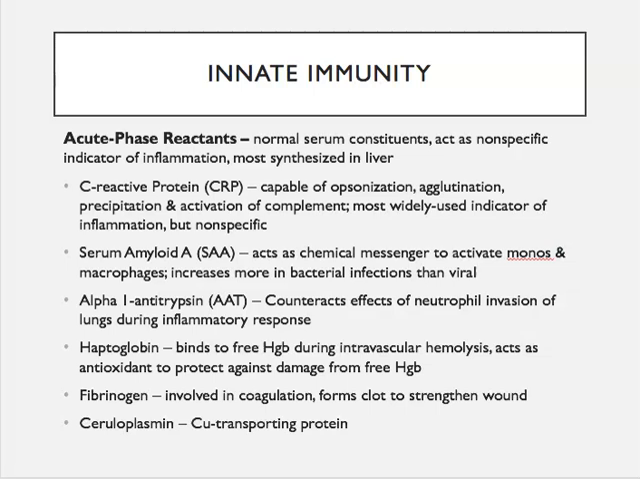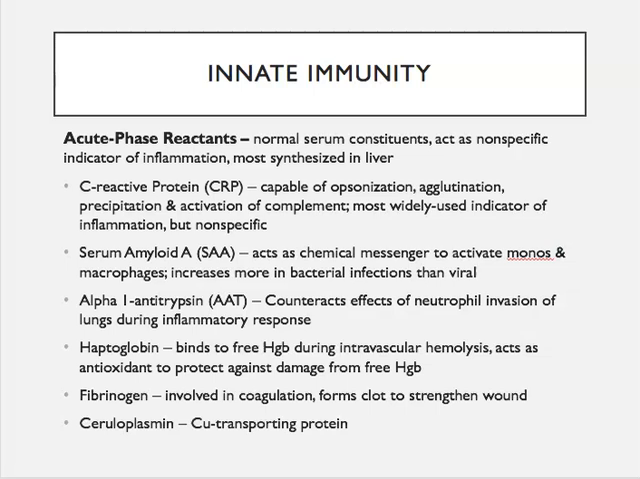Serum amyloid A, also synthesized in the liver, appears to act as a chemical messenger, so it's kind of like a cytokine, and it activates monocytes and macrophages to produce products that increase inflammation. This serum amyloid A level is going to be increased significantly more in bacterial infections than in viral infections. Serum amyloid A is not as common of a test as the CRP. A lot of times those are going to be send out tests. But it's a little more specific as to the origin of the inflammation or infection.